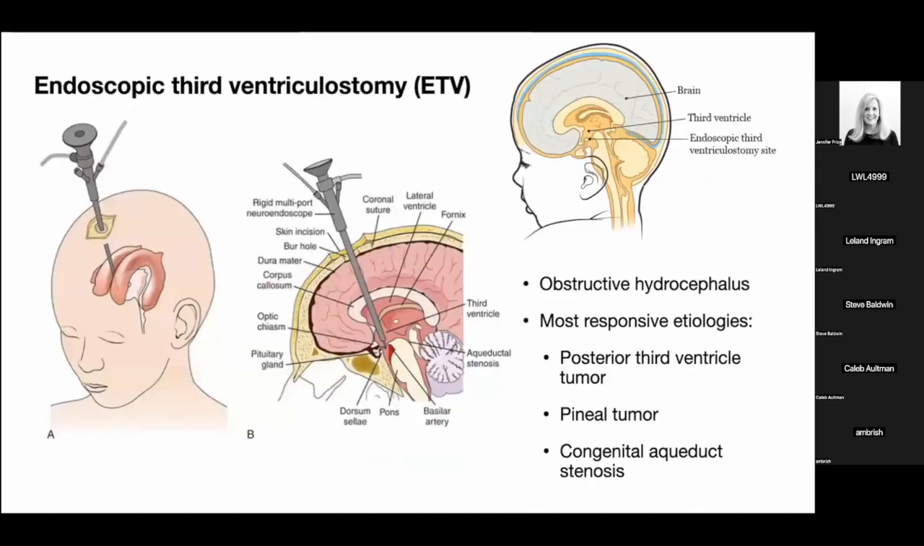So another surgical approach that can be done is the endoscopic third ventriculostomy. In this case, a surgeon will go in and burr a hole through the third ventricle floor, and that will allow for reabsorption and redistribution of the cerebrospinal fluid. This is most effective in obstructive etiologies, and if possible, this is a preferable method because you can avoid the permanent shunt placement.